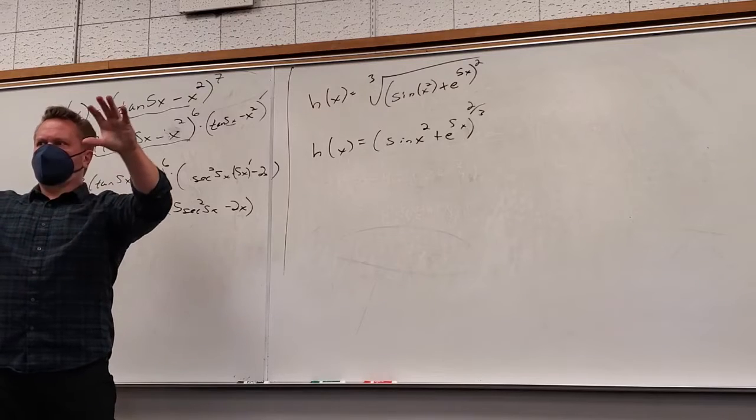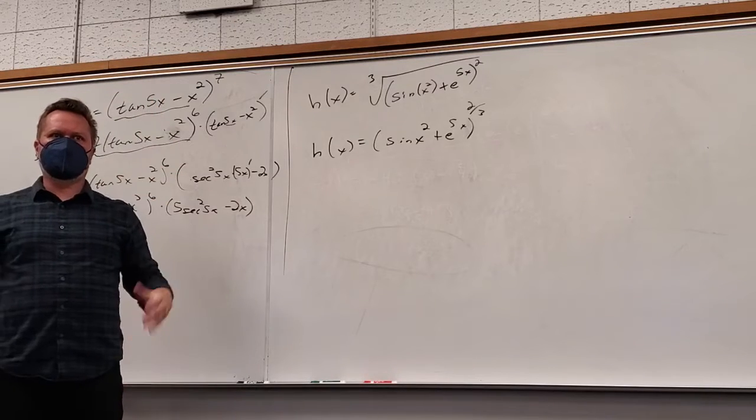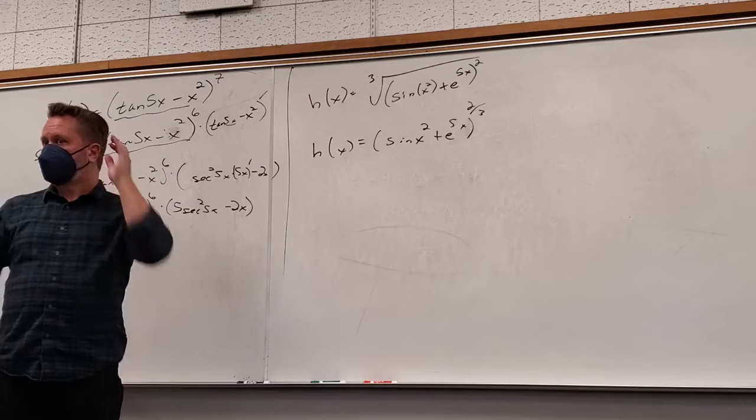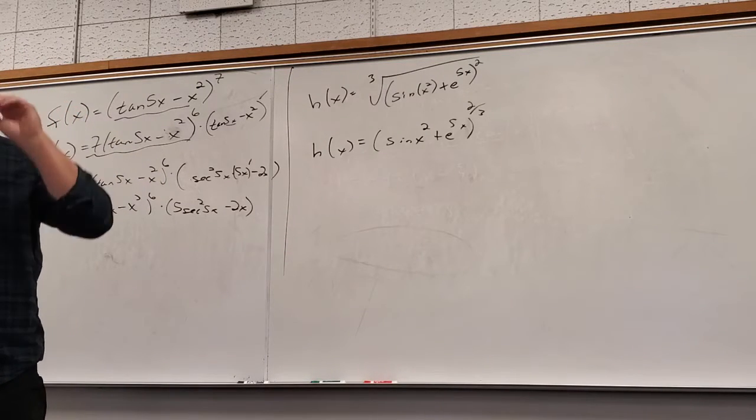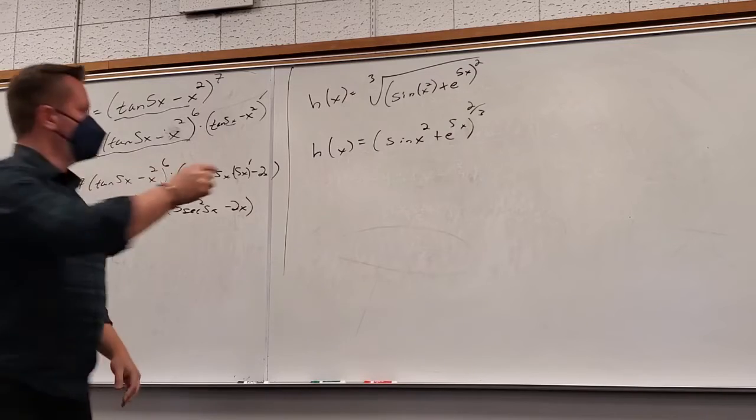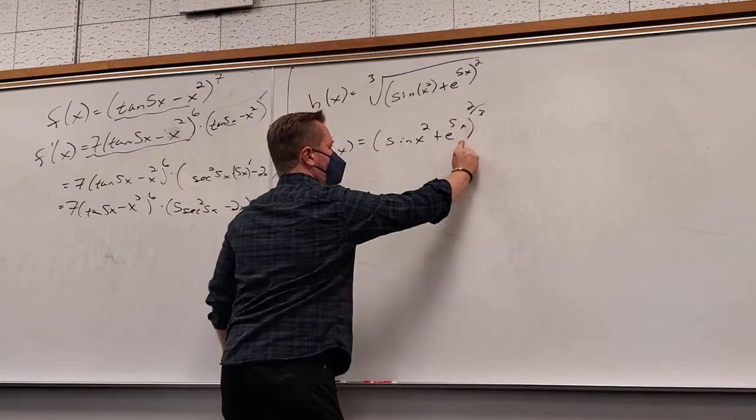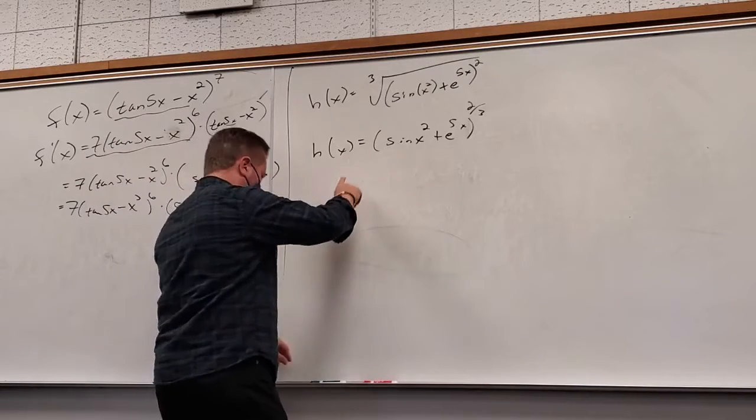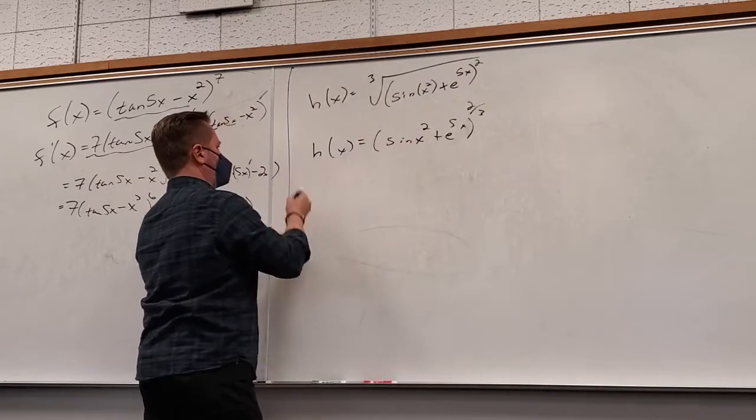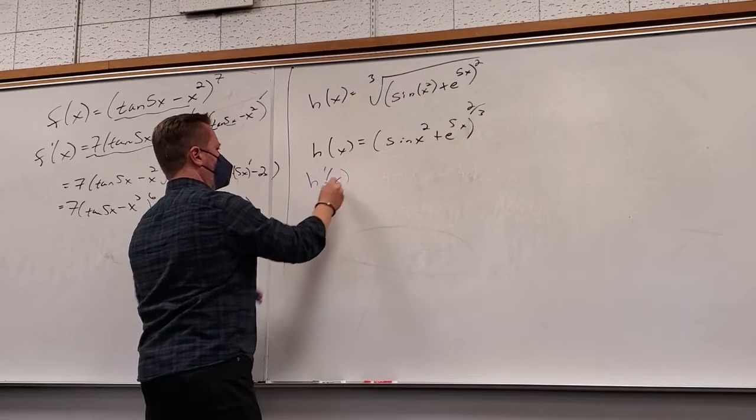So what's the most important thing to know about this right now, to do the next step? Yeah, it's something to the 2/3. It's all that matters right now. None of the rest matters right now. It will very quickly. How do I take the derivative of something to the 2/3? Bring the 2/3 down.